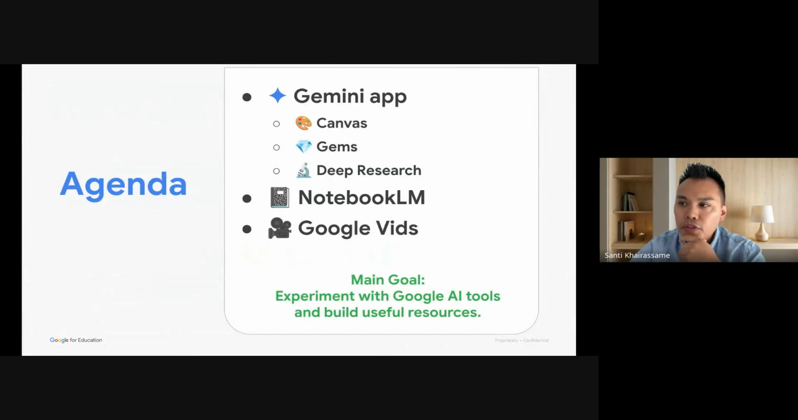So this is our agenda, our aspirational agenda. We're going to do our best to go through all these things. We're going to focus on the Gemini app and the things that are included, such as Canvas, GEMS, deep research. We're going to talk about my favorite AI tool right now, one of my favorites, Notebook LM. We'll touch a little bit on Google Vids and all these things that are available to you for free and that are IRMA approved, meaning these tools are safe to use within Department of Education. And we're going to be coming back to that a lot because that's super important.